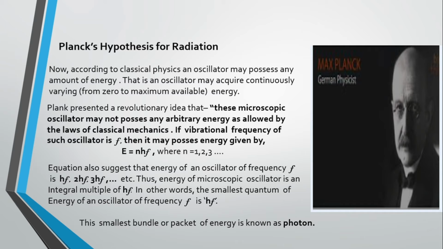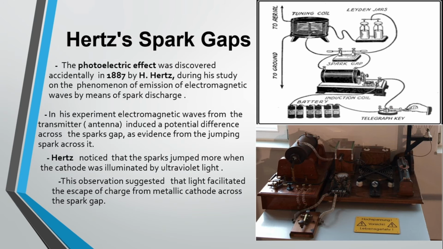This equation also suggests that the energy of an oscillator of frequency f is hf, 2hf, 3hf, and so on. Thus, the energy of a microscopic oscillator is an integral multiple of hf. In other words, the smallest quantum of energy of an oscillator of frequency f is hf. This small bundle or packet of energy is known as a photon.